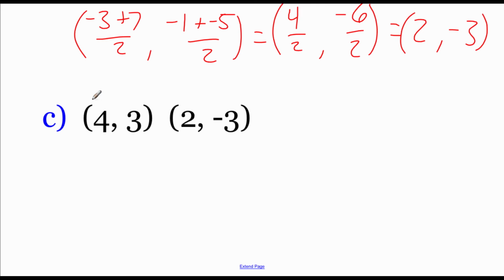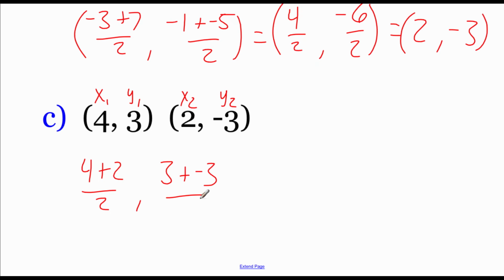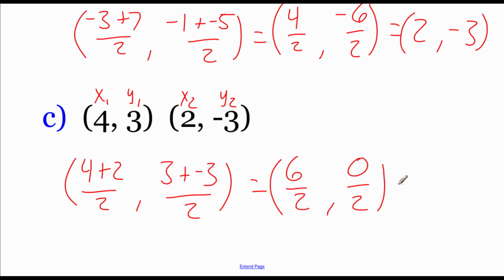So just like I did with the last two examples, I am going to first label my ordered pairs so I know which values are which from our points. Then let's start plugging them into our formula. So I'm going to go 4 plus 2 divided by 2 and 3 plus -3 divided by 2. So for the x value we get 6 over 2, and for the y value we get 0 over 2. Well, 6 divided by 2 is 3, and 0 divided by 2 is 0. So we get the ordered pair 3, 0 as our midpoint.